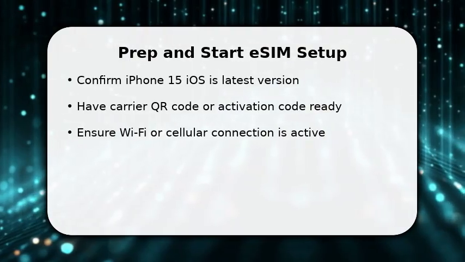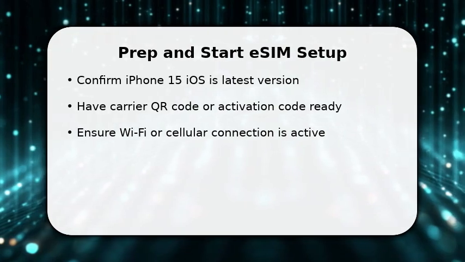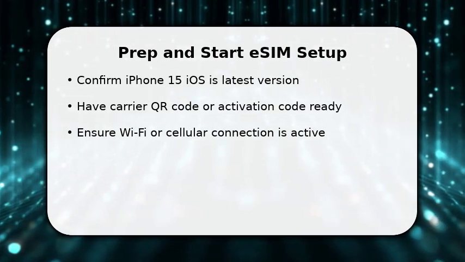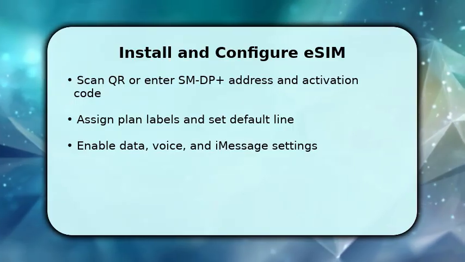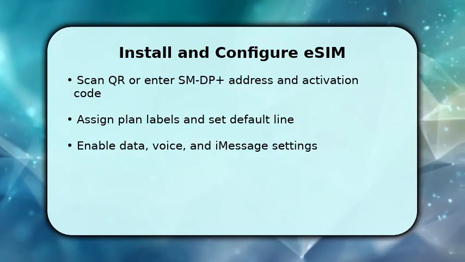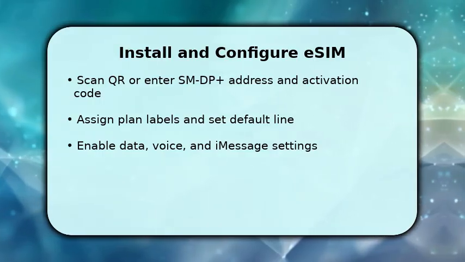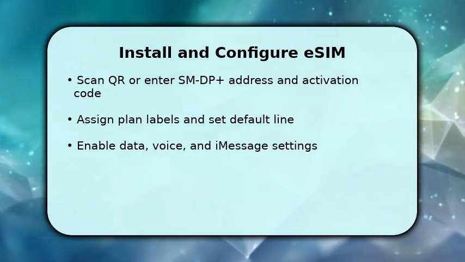This step authenticates the eSIM profile and prepares the phone to download the carrier settings automatically. Once scanned, the iPhone downloads the eSIM profile. Wait for the confirmation prompt. You'll then assign labels and choose the default line for voice, SMS, and cellular data. This determines which number iMessage and FaceTime use.